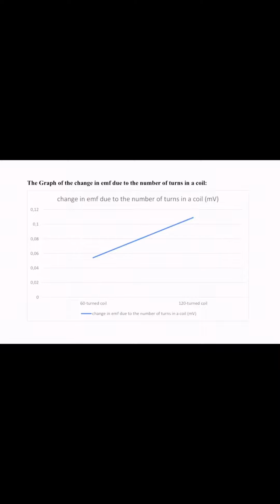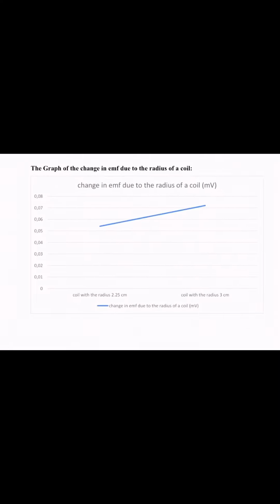Here is the graph of the change in EMF values due to the number of turns in a coil. Also, the graph depicting the correlation between the radius of a coil and EMF values.